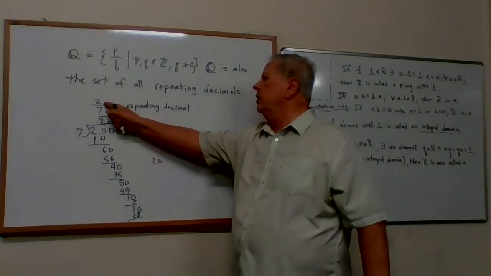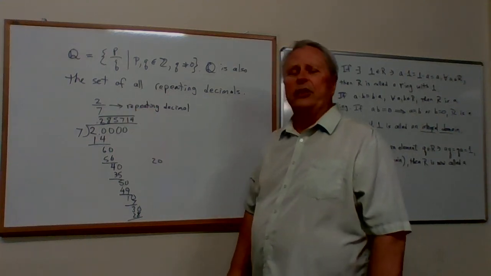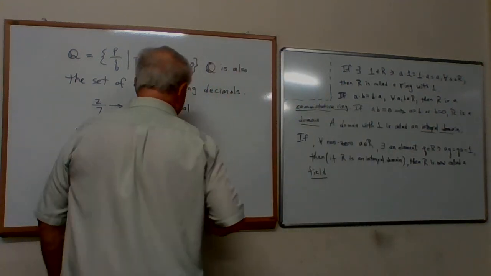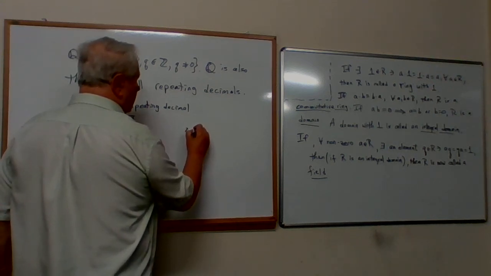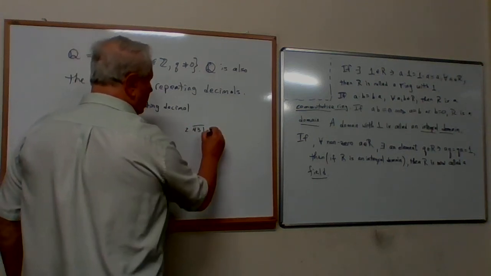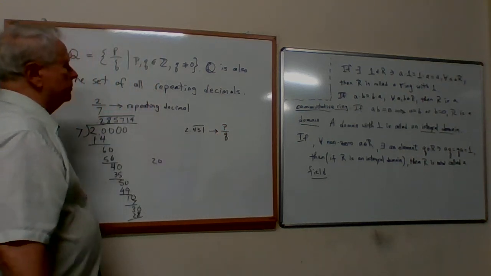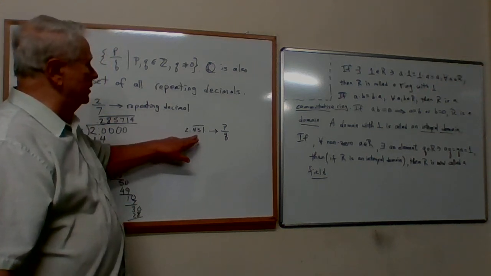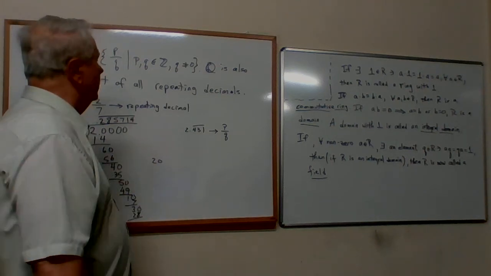So you can always do that. You can always turn a fraction of integers into a repeating decimal. Can you turn a repeating decimal into a fraction? Well, let's do a simple one. Suppose I take 2.431 repeating, and I want to turn this into a fraction. Well, you'll notice that there are 3 digits that repeat. What this notation means is 2.431, 431, 431, et cetera, et cetera.